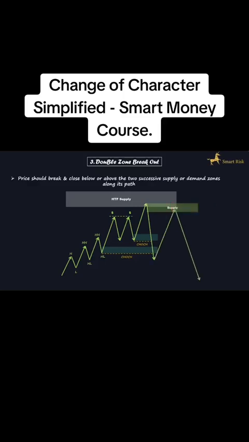Considering the concept of a double zone breakout, or even multiple zone breakouts, in your trading will enhance your confidence in your trading journey, making you more certain about your trades. Now, let's explore another possible scenario of a double zone breakout that you might frequently encounter in the market.